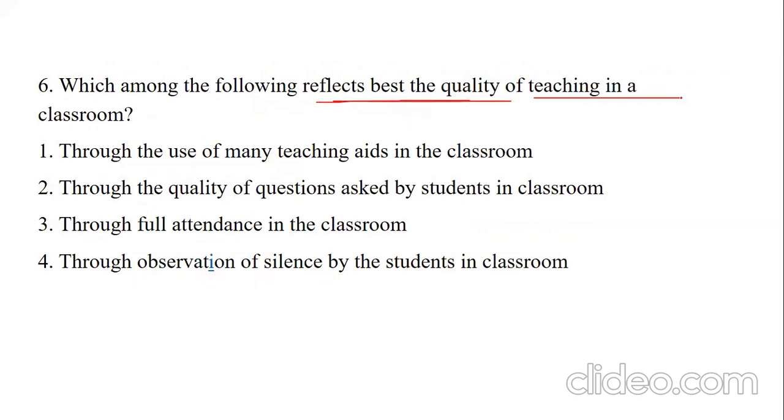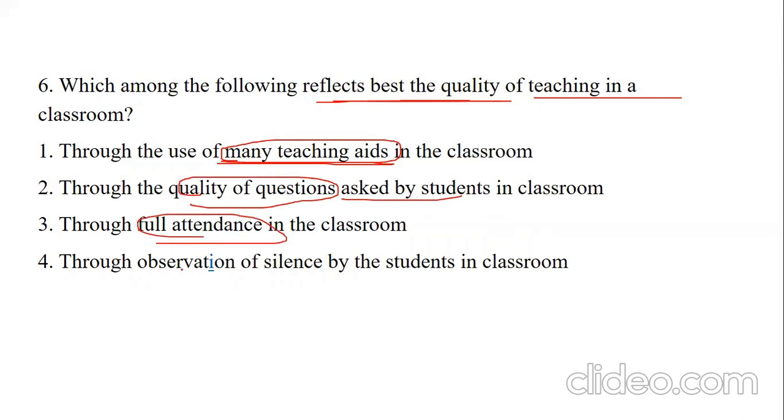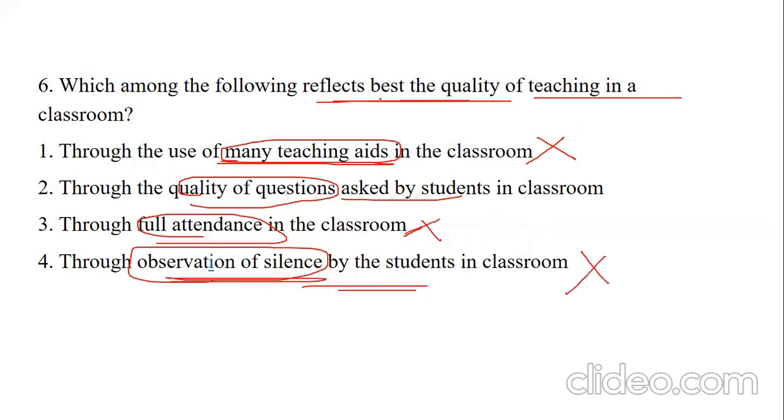Best quality. Now, if you see the options: through the use of many teaching aids, quality questions asked by the students, full attendance, and observation of silence by the students. If you cut down, definitely too many teaching aids will confuse the student. Full attendance will make the class notorious. Observation of silence, students will not speak. So if you talk about the best quality, it will come by asking questions in the classroom.